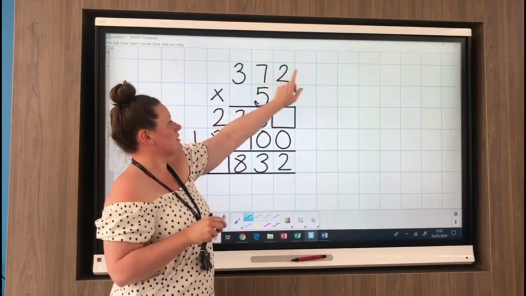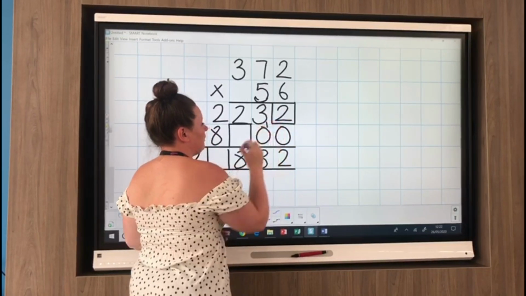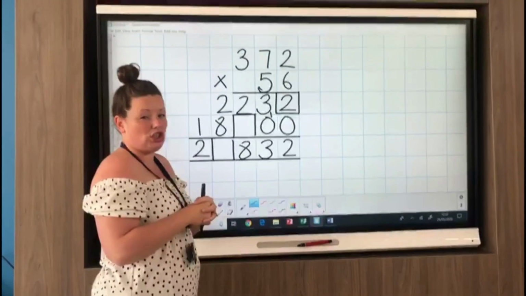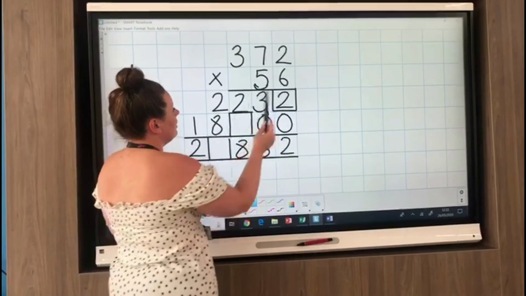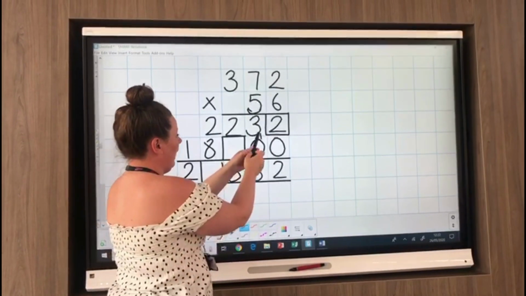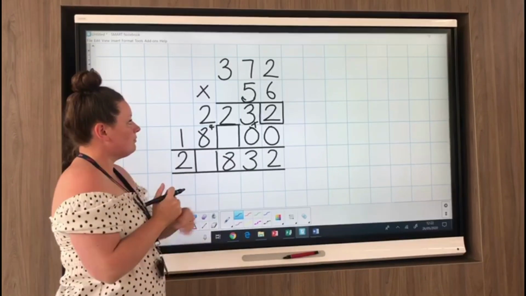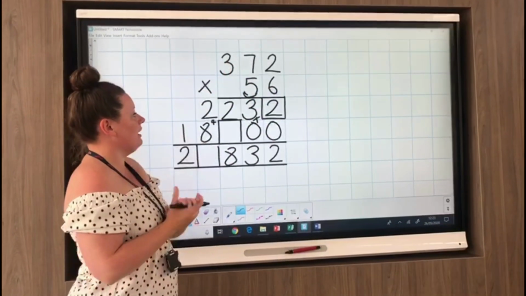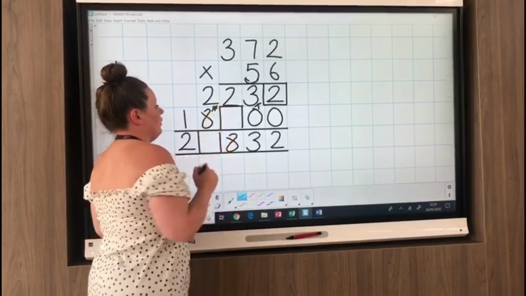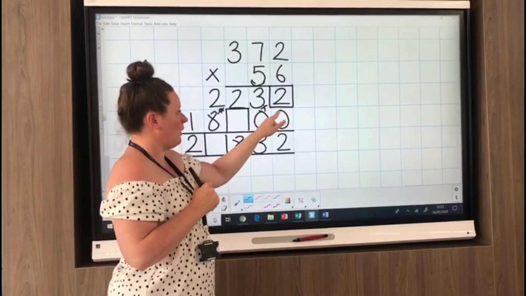So 6 times 2 is 12. Put the 2 in the box. I am going to carry the 1, and I am going to work out the rest, even though they're there for me, just to check that I am right. Okay, so 6 times 7 is 42. Add the 1, gives us 43. 6 times 3 is 18. Add the 4 is 22. So far, so good. Obviously, we've put that 0 there like we always do.